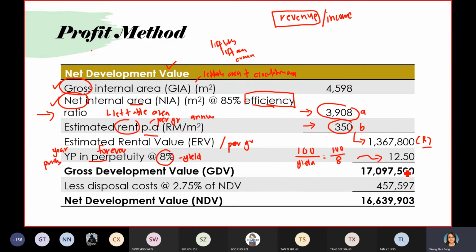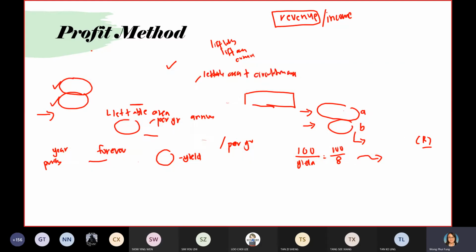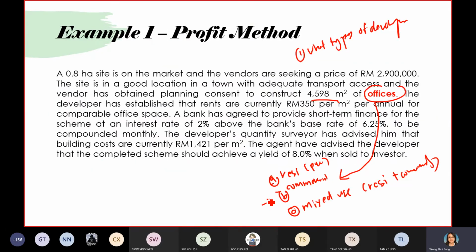Mix later lah, Charles. Don't be so anxious, sabar. Okay, let me finish this part first. I say B first. Later, I will tell you A, I will tell you C.